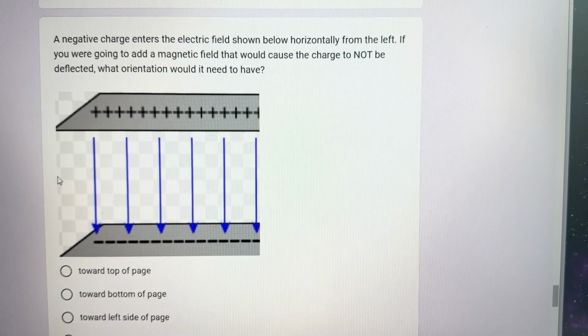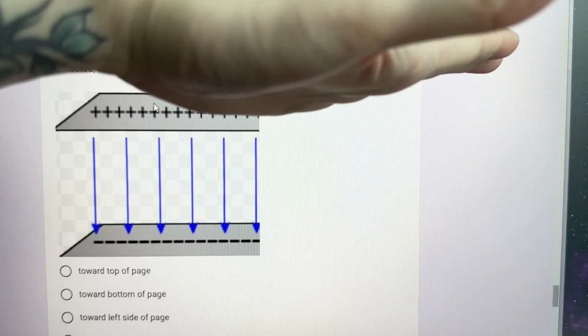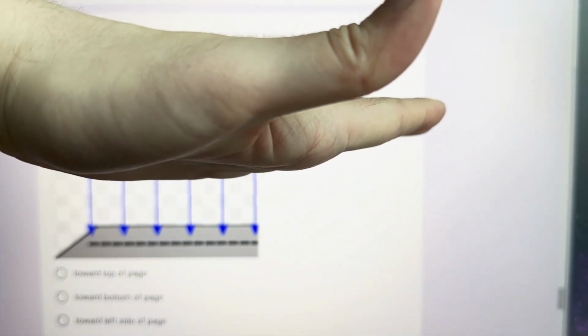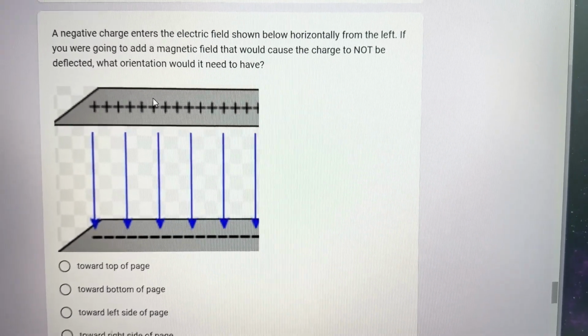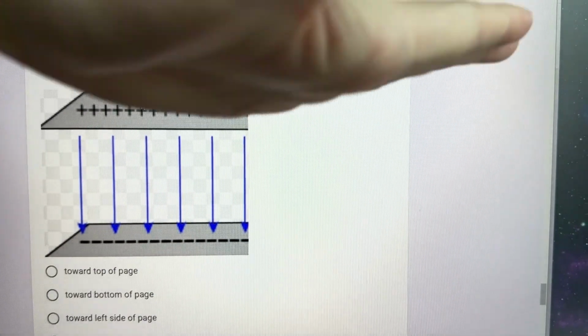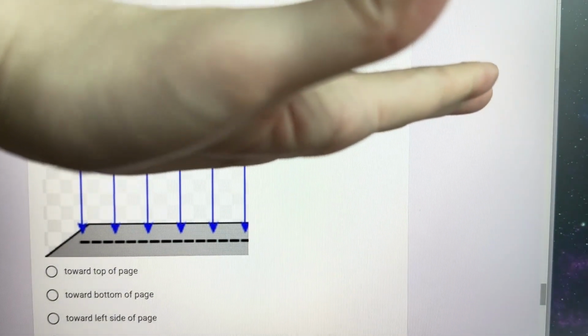Well, again, the charge is going to feel an electric force upwards. So we need a magnetic force downwards in order to cancel that upwards electric force out and cause it to not deflect, right? Otherwise it will deflect. So right away we know, since it's negative, we need to take our left palm and point it downwards so that the magnetic force on the charge is downwards to cancel out that upwards electric force, right? So palm needs to be down.